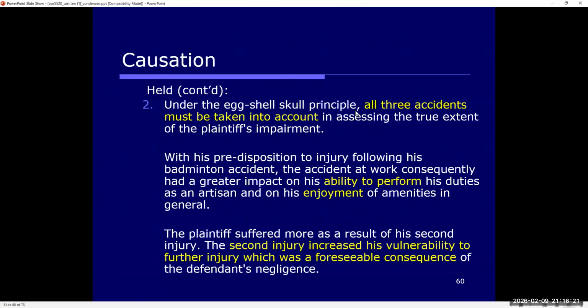So under the eggshell skull principle, all 3 accidents must be taken into account, not just the second or the third, because the second and the third were at work, while the first was not, it was playing badminton. But all the 3 accidents must be taken into account. His ability to perform his duty as an artisan and his enjoyment. The second injury increased the vulnerability to further injury, which was a foreseeable consequence.